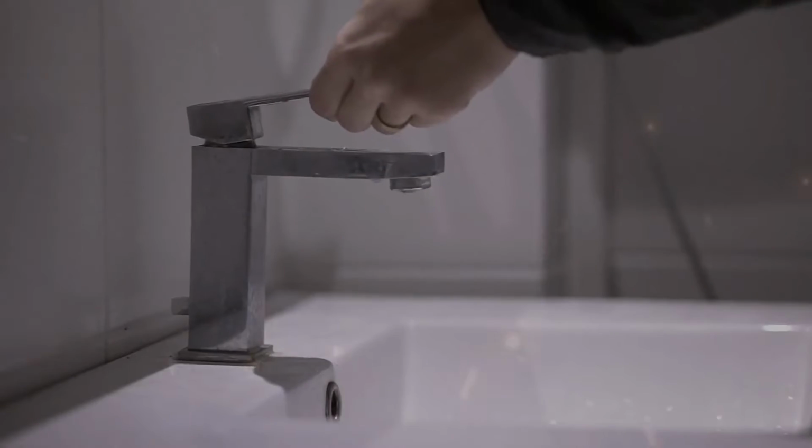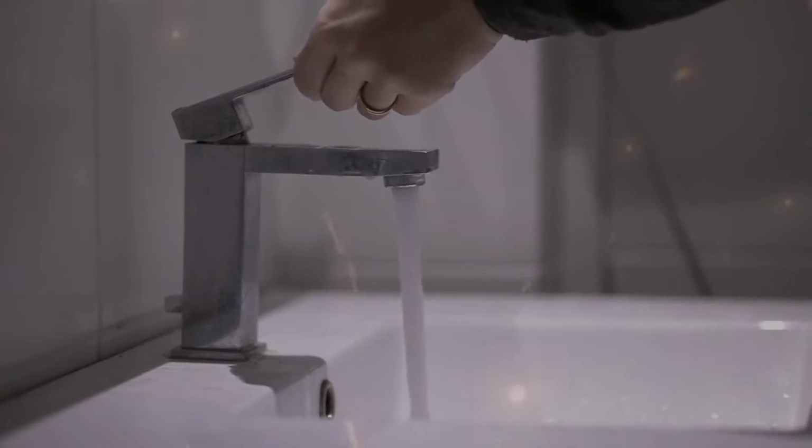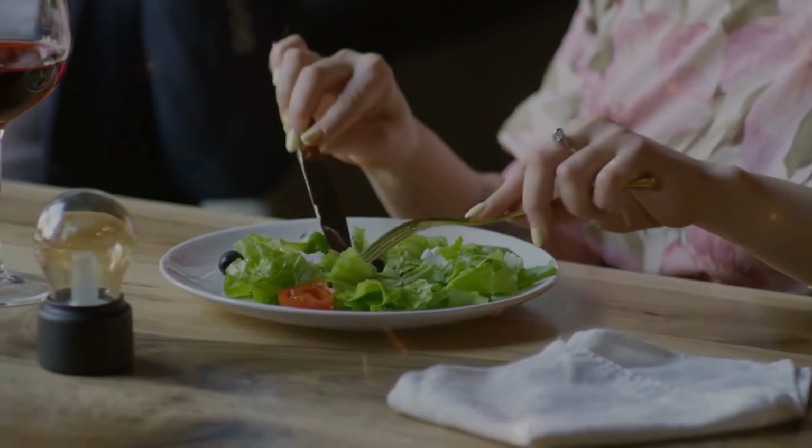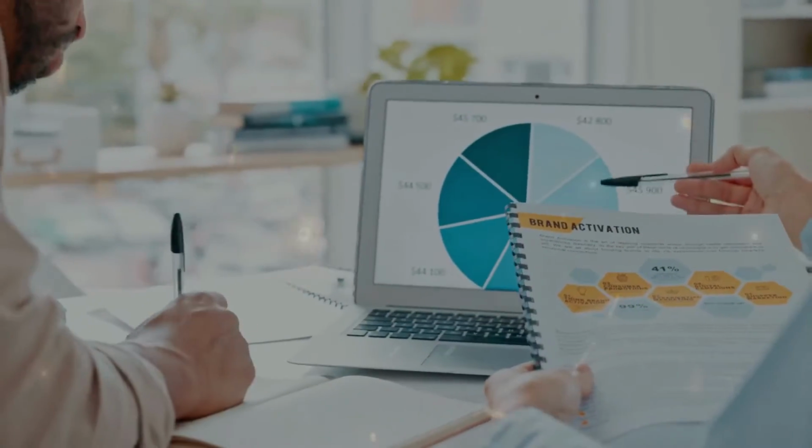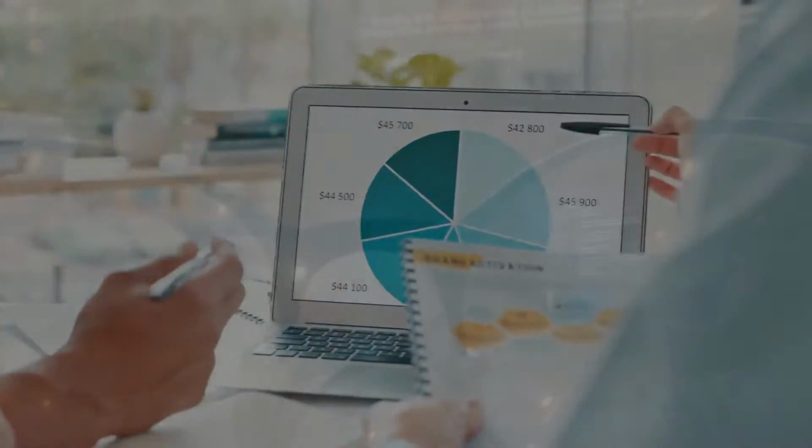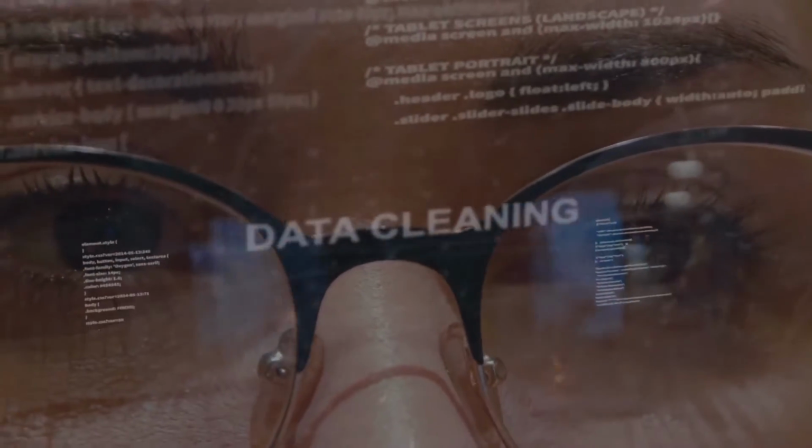Think of data cleaning like washing your hands before dinner. You wouldn't want to eat with dirty hands, right? Similarly, you wouldn't want to make decisions based on dirty data. Data cleaning involves identifying and correcting these errors. It's like using soap and water to get rid of the dirt.